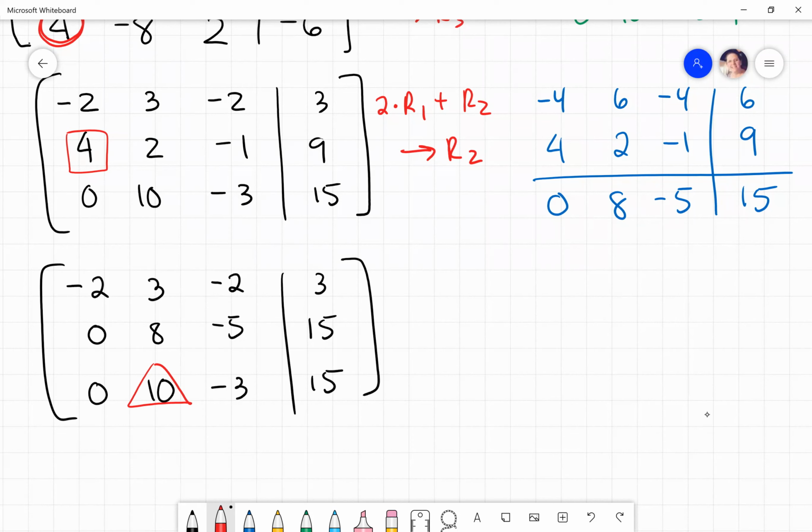Okay, so notice this is one of those times where I definitely don't want to use row 1 to change that 10, because if I do, whatever is in this position is going to get added to this 0, and that's going to undo the work I did to make that a 0. So if you've done it in this order, you're always going to use row 2 and row 3 to do this last 0.